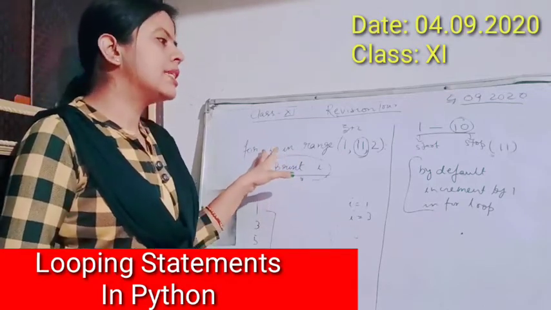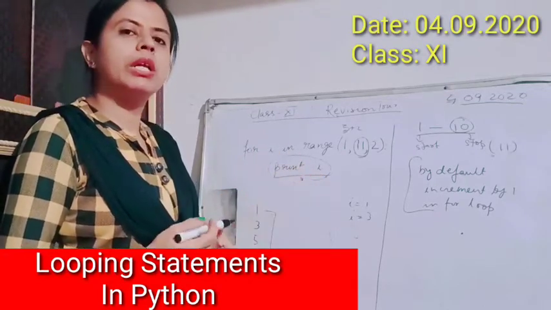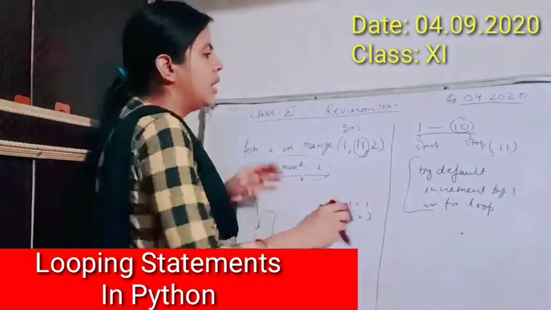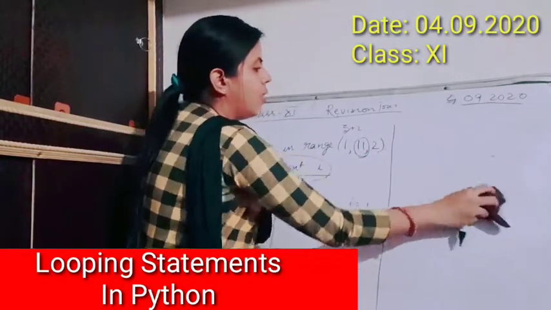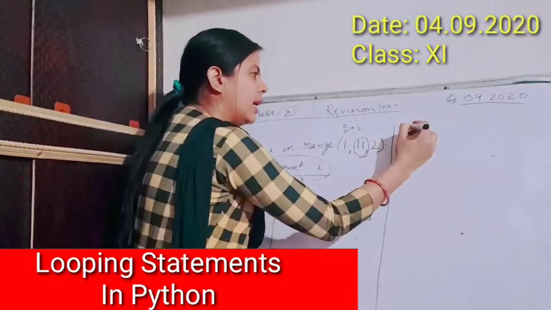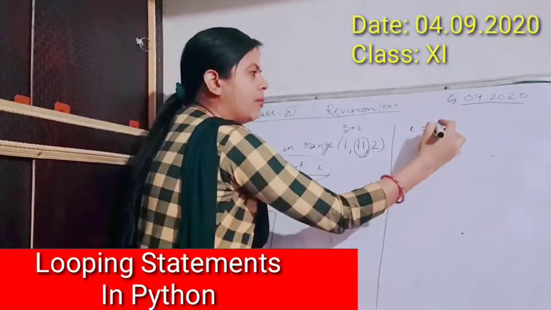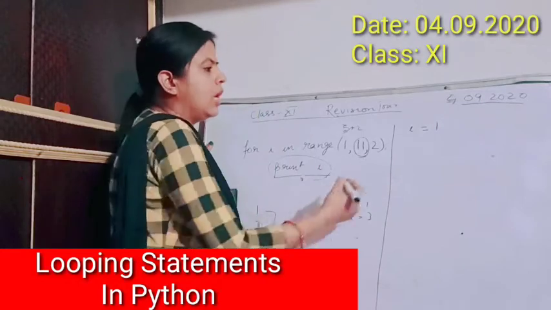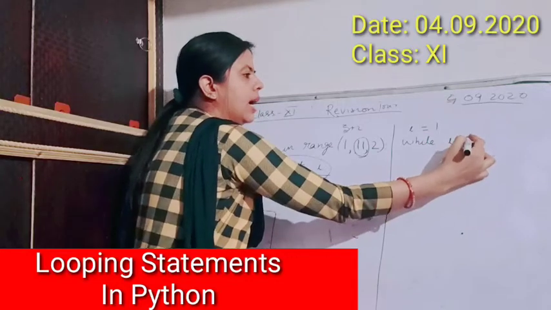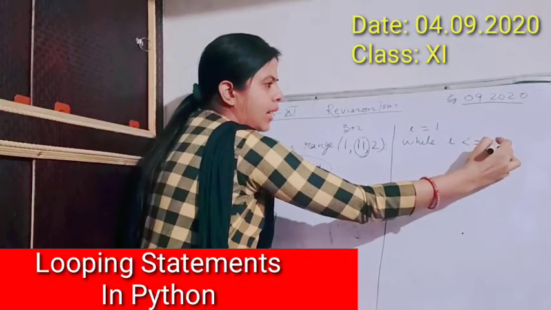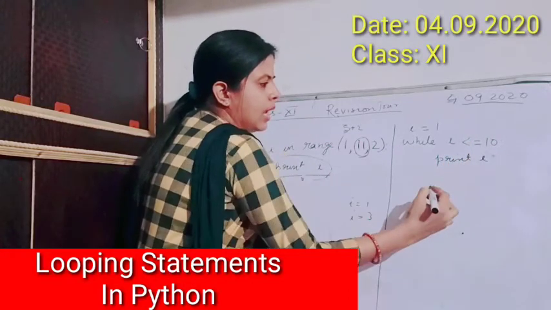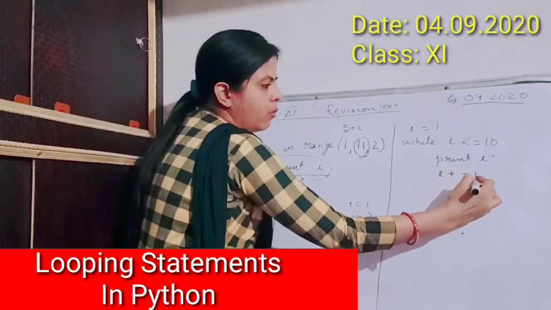Now suppose I want to print the same series 1 to 10 with the help of a while loop, how will I do it? There is just a little bit of difference. In a while loop we have to initialize the value first. So I am taking the variable i here and defining the start value 1. Then I will write the while loop: while i is less than or equal to 10, then print i and increment the value of i by 1.